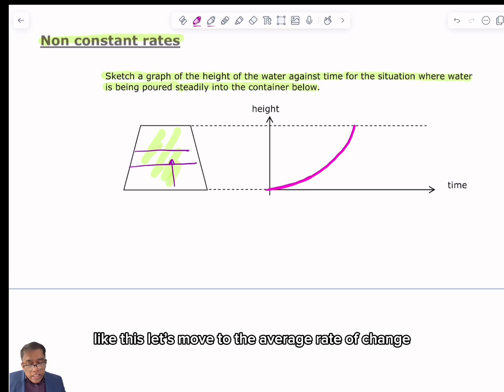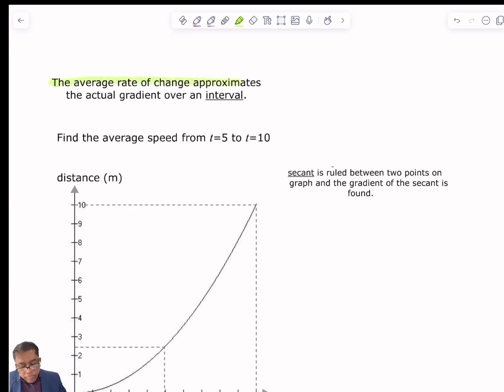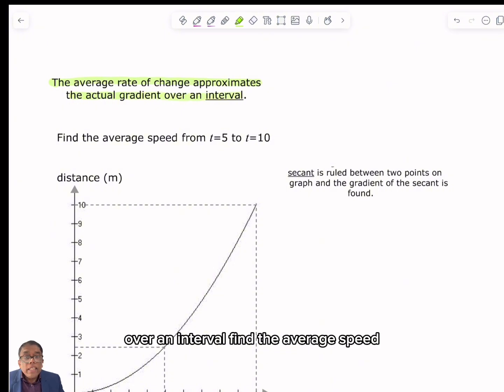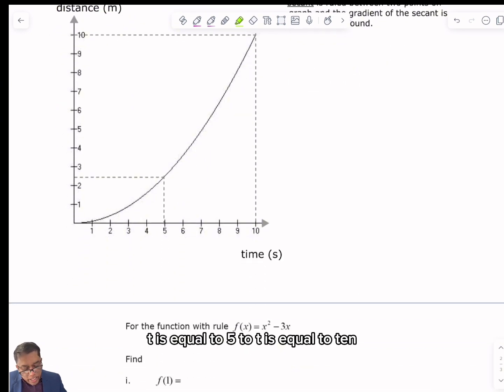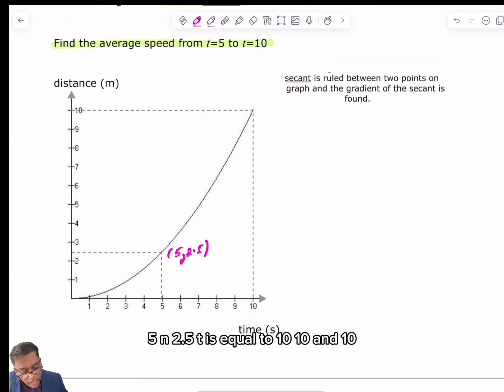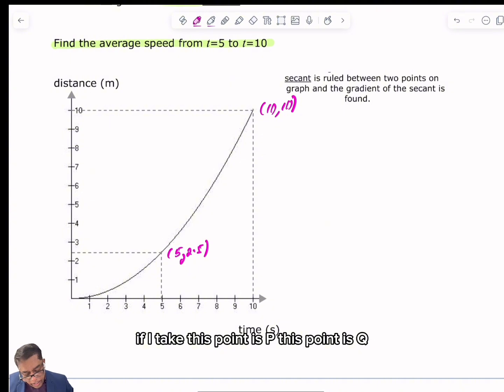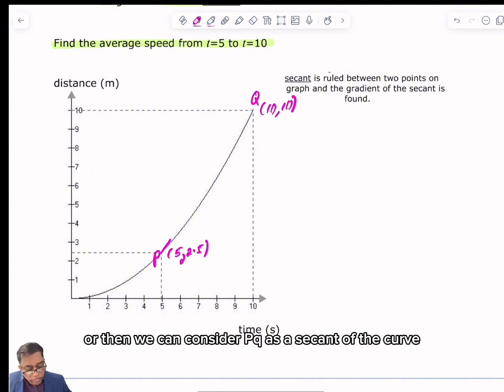Let's move to the average rate of change. The average rate of change approximates the actual gradient over an interval. Find the average speed from t is equal to 5 to t is equal to 10. When t is equal to 5, what is the distance? 5 and 2.5. When t is equal to 10, 10 and 10. If I take this point as P and this point as Q, I'll draw the line, and then we can consider PQ as a secant of this curve.